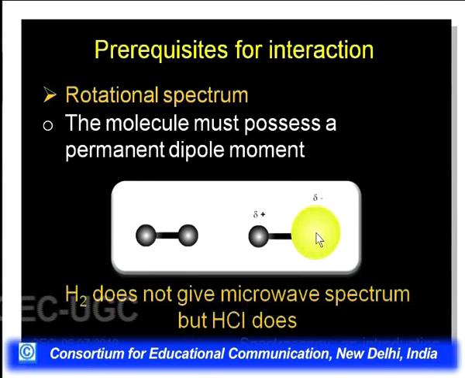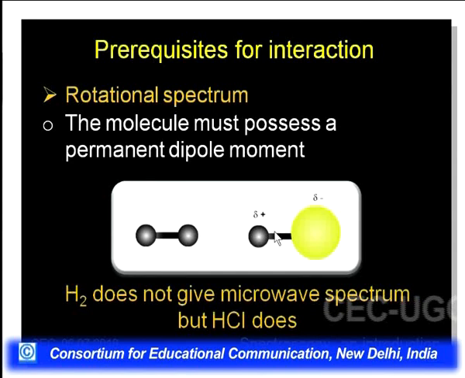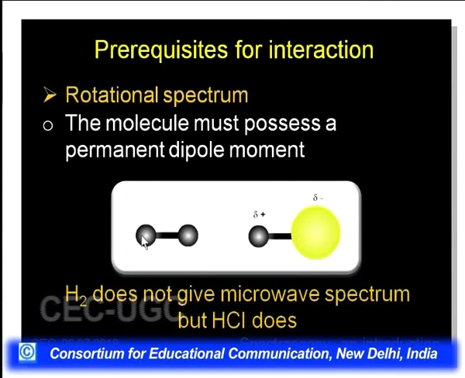Because of the difference in electronegativity, there is a small negative charge on this atom and a small positive charge on the hydrogen atom there. So this is a polar molecule, this is a non-polar molecule. This has a dipole moment, this doesn't have a dipole moment. So this molecule will not give a rotational spectrum, whereas this will give. Let's understand why.